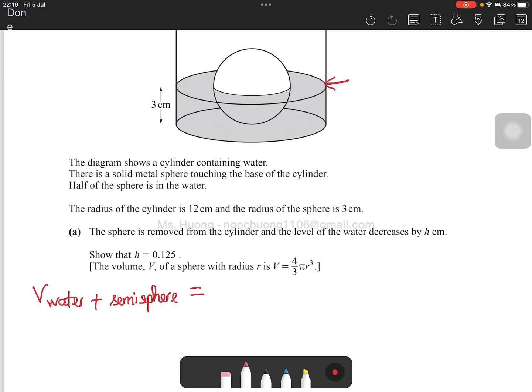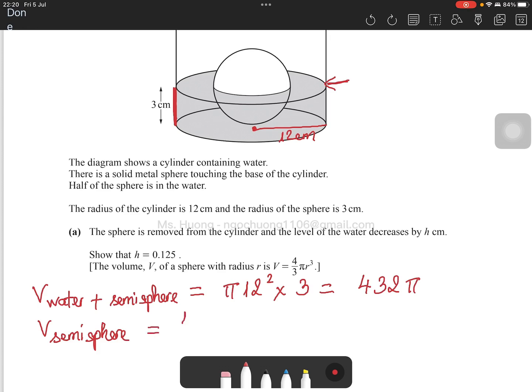It is equal to, it looks like another cylinder. So the formula for this volume will be pi r squared times height. In this case, pi r squared, the radius of the big cylinder is this one, 12 centimeters. It is given in the question. So I will say pi 12 squared times the height is 3 centimeters. So this one is 432 pi.